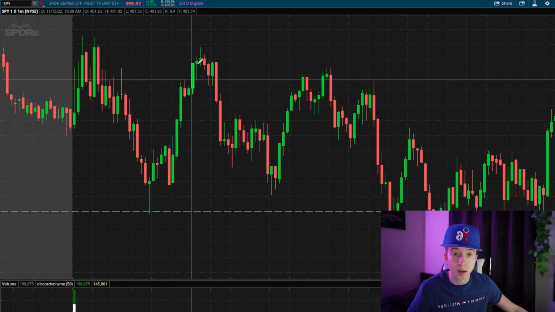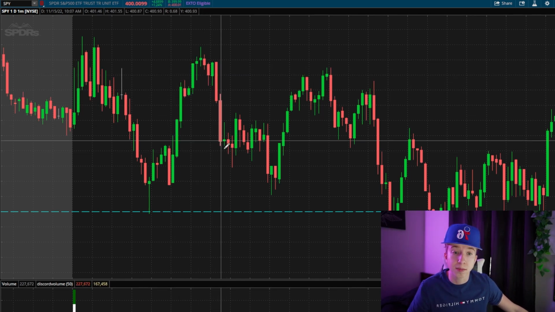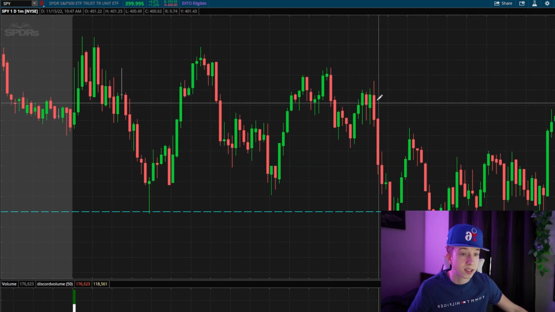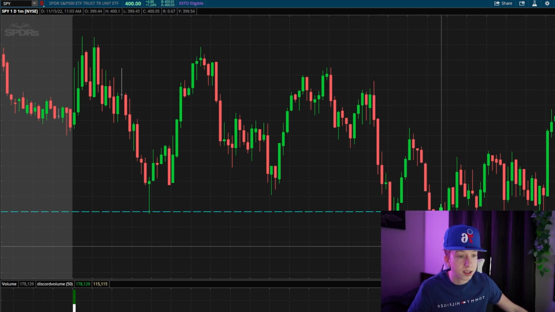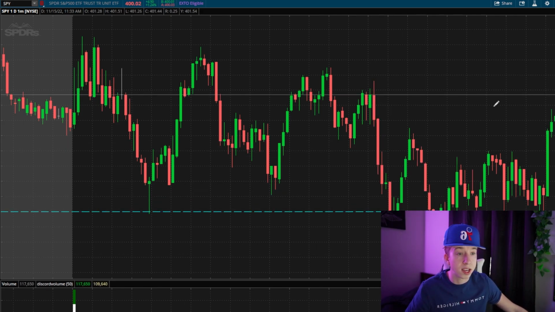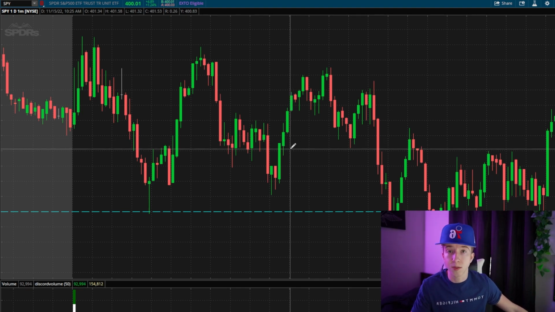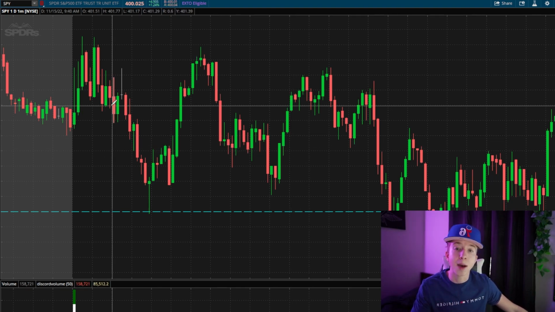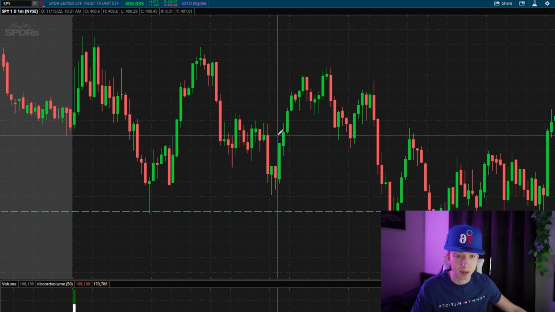I would want to be in something like this, a nice aggressive move to the downside. Same thing here, same thing here, same thing there, right? Same thing right here. So I'm going to plot my key levels and my zones based off of that, and not based off of this price action, not based off of that price action.